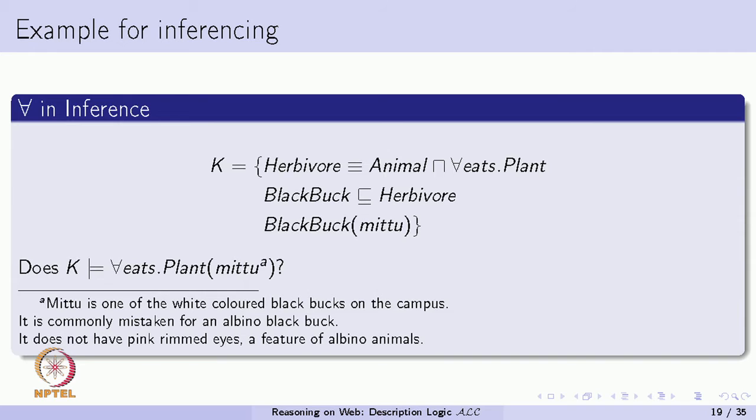And the knowledge base that we have says that herbivores are equivalent to, or you can say are, animals who only eat plants essentially. So, herbivore equal to animal and intersection with for all everything that it eats must belong to the class plants essentially. The second statement says that black buck is a herbivore, or if X is a black buck, then X is a herbivore in first order logic, and the third statement says that MIT2 is a black buck essentially.